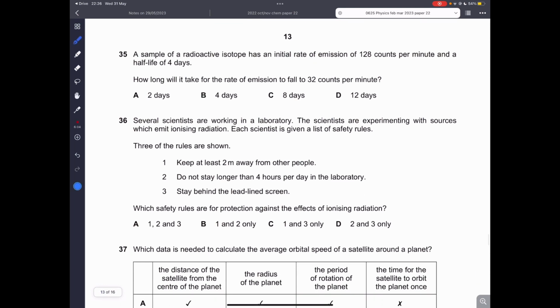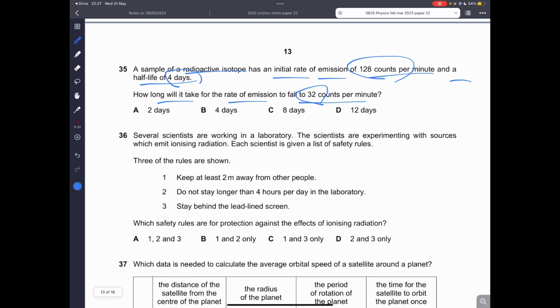35. A sample of radioactive isotope has an initial rate of emission of 128 counts per minute and a half-life of 4 days. How long will it take for the rate of emission to fall down to 32 counts per minute? Well, it has a half-life of 4 days, and it is initially 128 at time zero, and we have to know after how long it will fall down to 32. So we just keep halving this value until we reach 32 counts per minute. So let's try that.